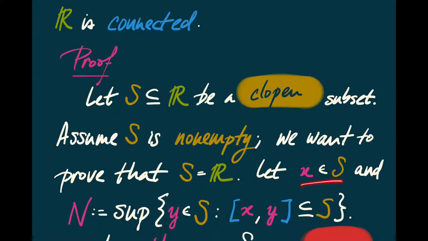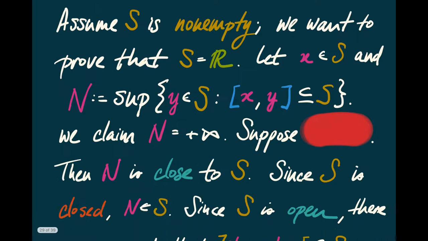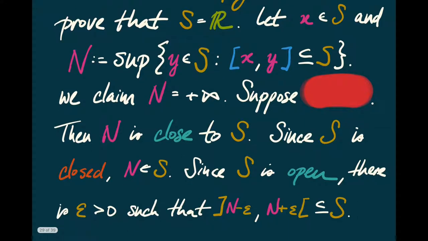I'm going to start with an element x of my S, which I know exists because S is non-empty. And I'm going to prove that the rays starting at x and going to plus infinity and starting at x and going to minus infinity are both subsets of my S. If I can prove that, then I will have shown that S is in fact equal to R. We're going to look at the supremum over all of those points y such that the closed interval from x to y is completely contained in S. This is a measurement of our failure, in the sense that if n is a finite number, we will have failed. So our goal is to prove that n is in fact plus infinity.